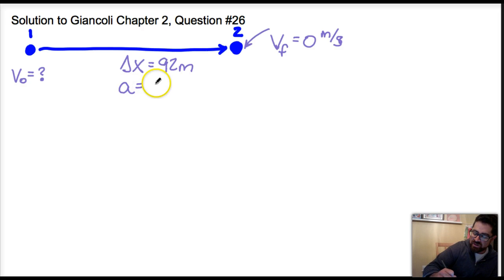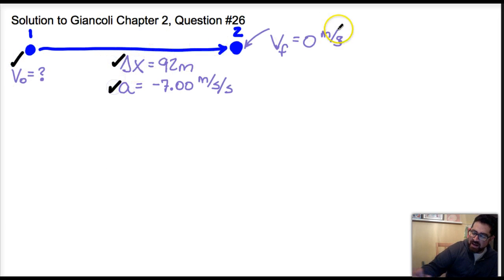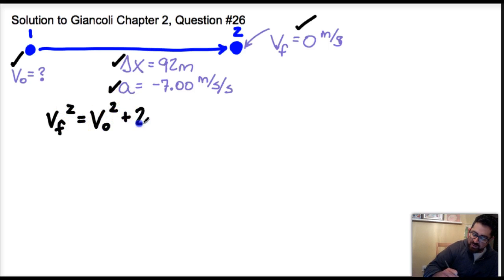We're given some additional information. We're given that the acceleration of the car is negative 7.00 meters per second squared. So we have the negative acceleration of the car. The book uses deceleration. Be careful with that word. And so, taking a look at these three things, delta x, a, and v final, you should arrive at using the third equation: v final squared is equal to v initial squared plus 2a delta x, where everything is known except for v initial, which is what you're looking for.